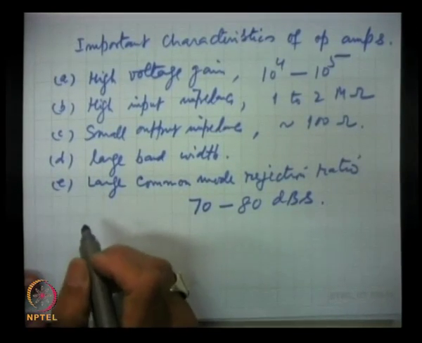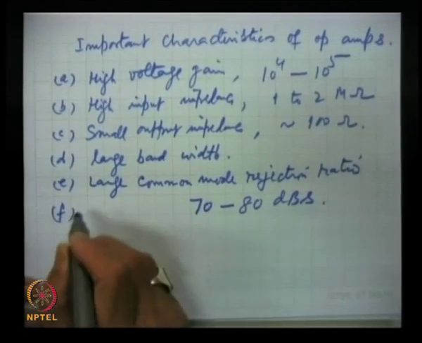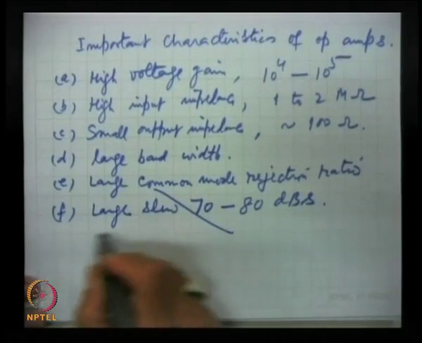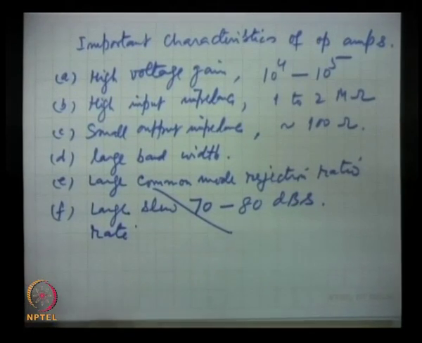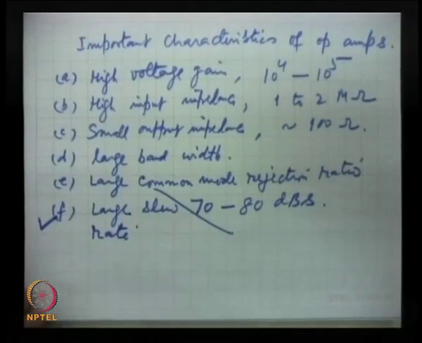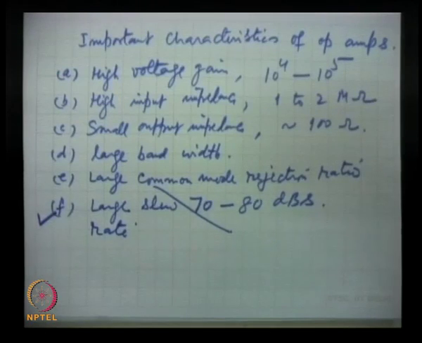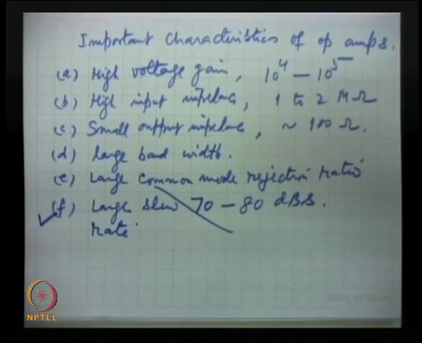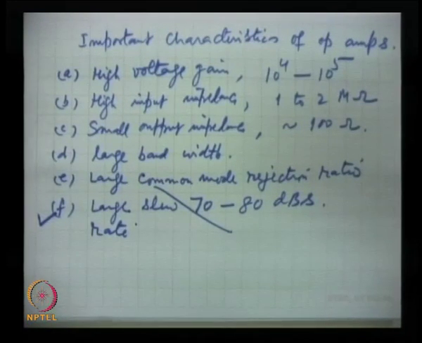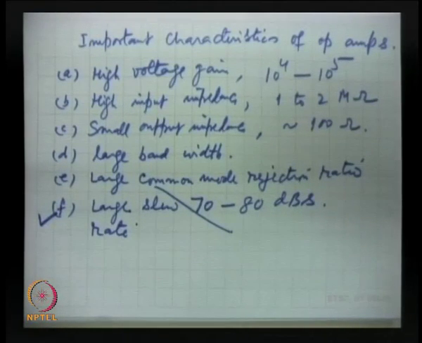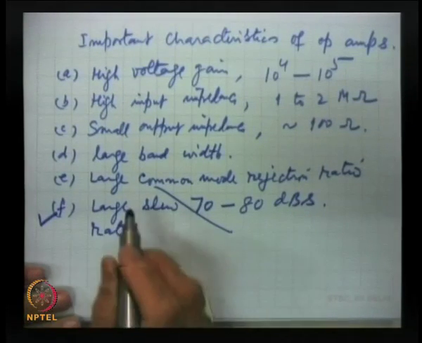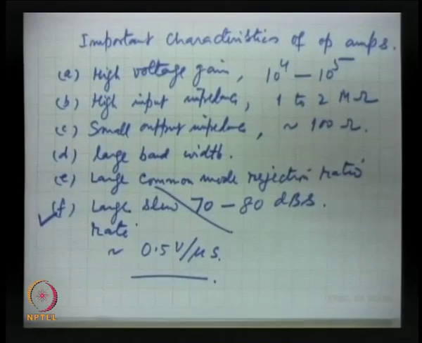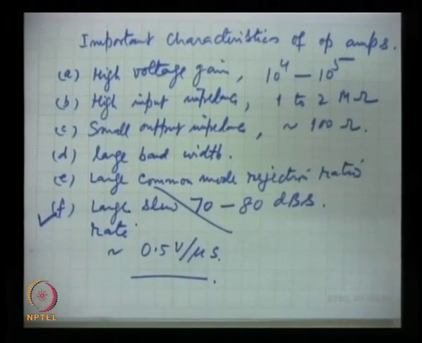And one parameter which we have not yet discussed is that it has a large slew rate. We will talk about this point later, but because we are talking about the important characteristics of op amps, I thought that I must mention it at least. It is a distortion actually, and it puts a limit that if amplitudes are high, then we cannot use very high frequency, and so on. Normally this is to the tune of 0.5 volts per microsecond slew rate. So, these are the characteristics. About this slew rate we will be talking later.